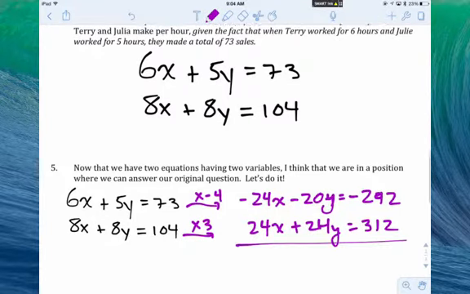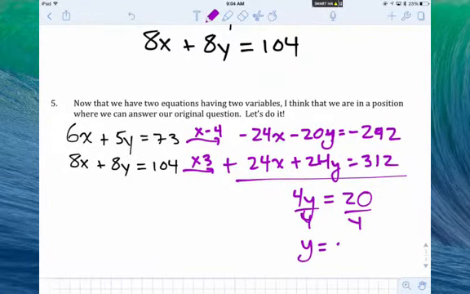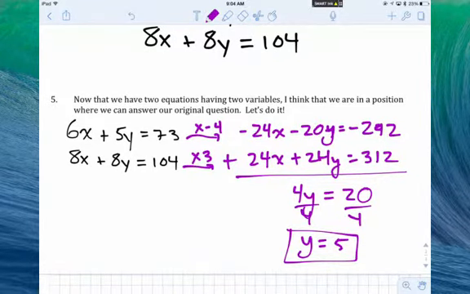All right, so here we go. So we're going to add the two equations together. Our x's are going to eliminate. That's phenomenal. We get 0 plus 4y. So 4 times however many sales per hour Julie makes is going to equal 20. Divide both sides by 4. So we end up with y equals 5, meaning that Julie makes 5 sales every hour.